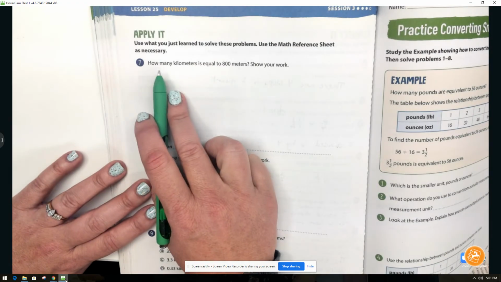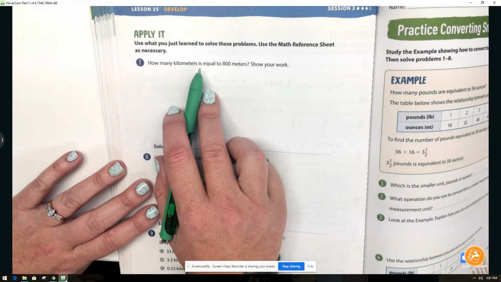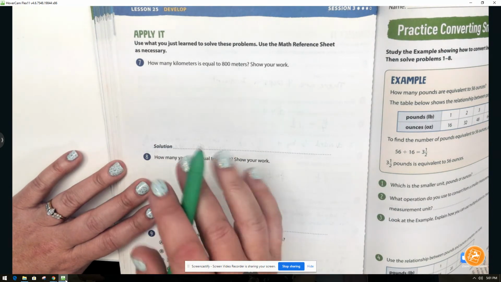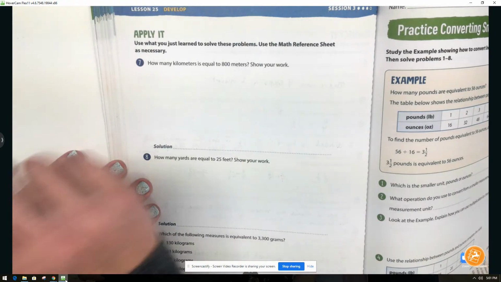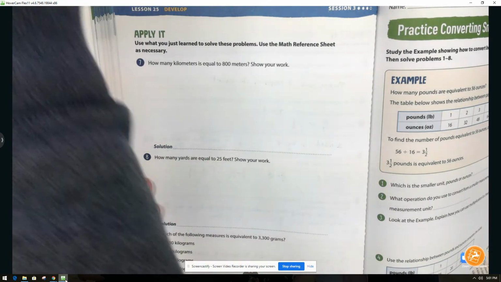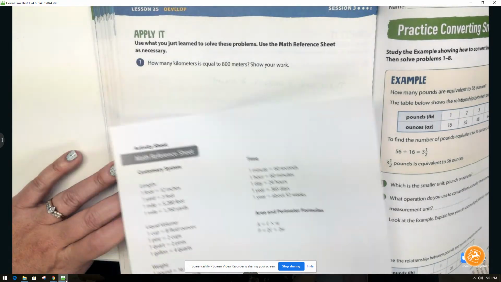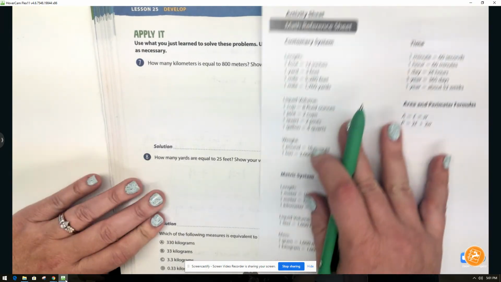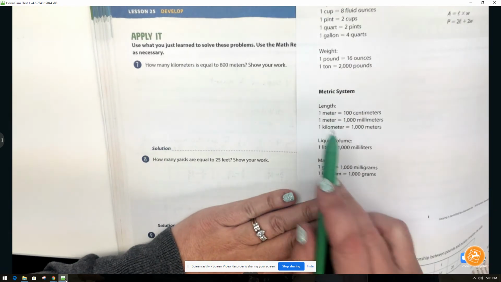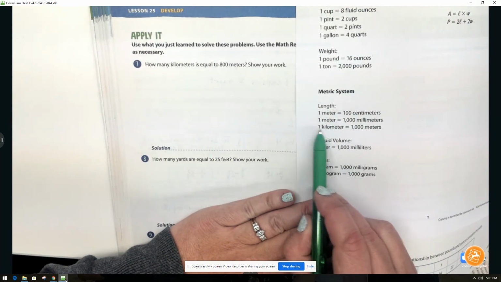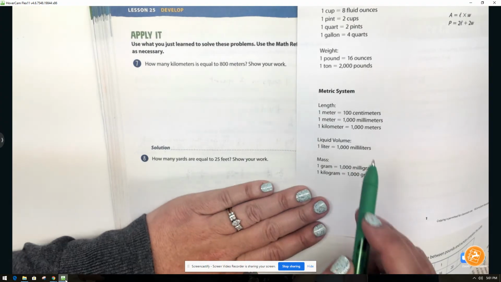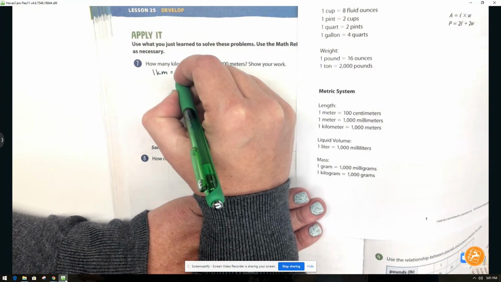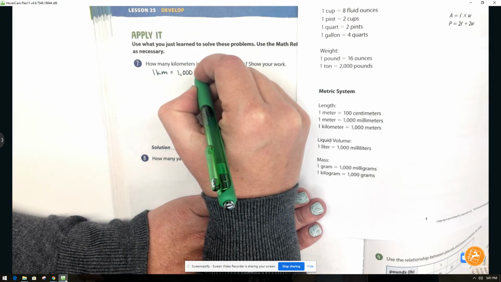So number 7 says this: how many kilometers is equal to 800 meters? Now, we are going to need this math reference sheet because they don't give us the numbers here. So if we need to know how many meters are in 1 kilometer, we're going to come over to our metric system, and we're going to see that 1 kilometer is equal to 1,000 meters. So I'm going to write that down. 1 kilometer is equal to 1,000 meters.